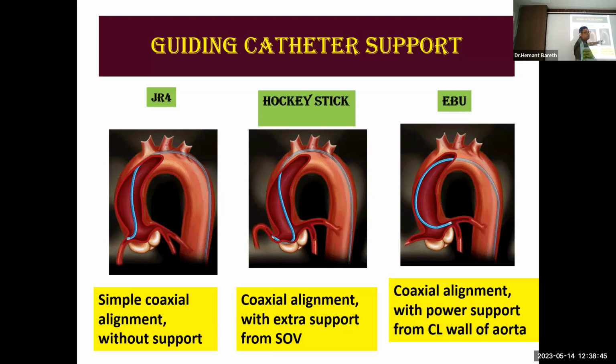This is EBU. EBU, extra support is coming from the contralateral wall and also the angle. So if the left limb was like this, EBU would have become like this. If the left limb was like this, it would have opened up. So the change of primary angle can lead to support, and that is what is happening with the EBU catheter.